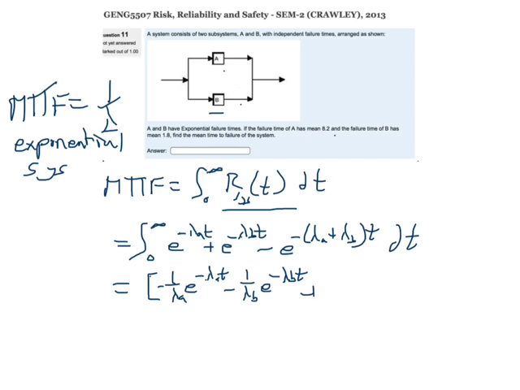and then plus 1 over lambda a plus lambda b, e to the minus lambda a plus lambda b, t. And this is all evaluated from 0 to infinity.